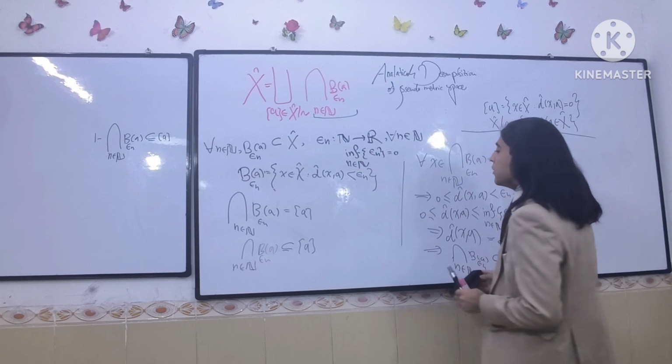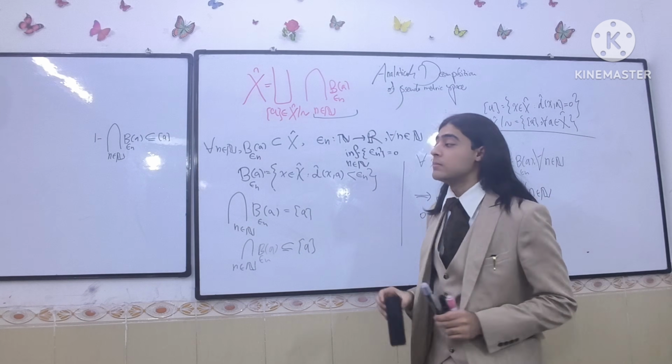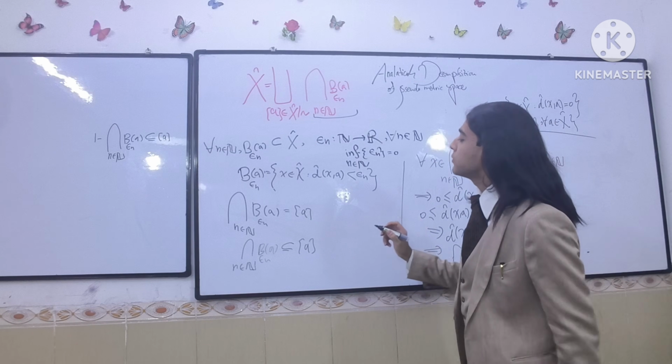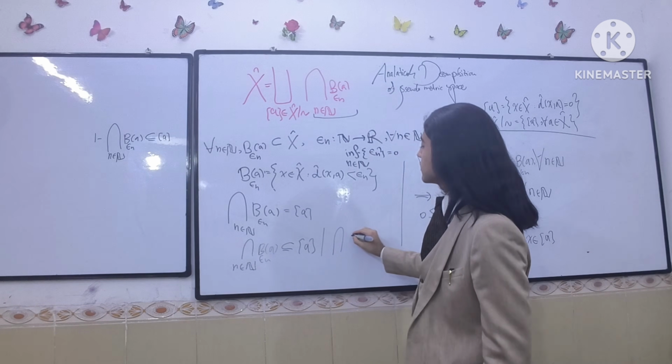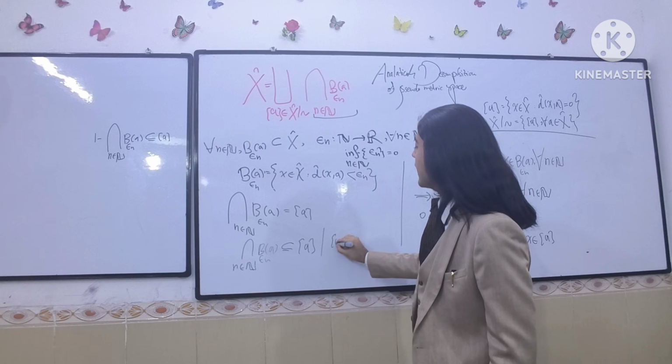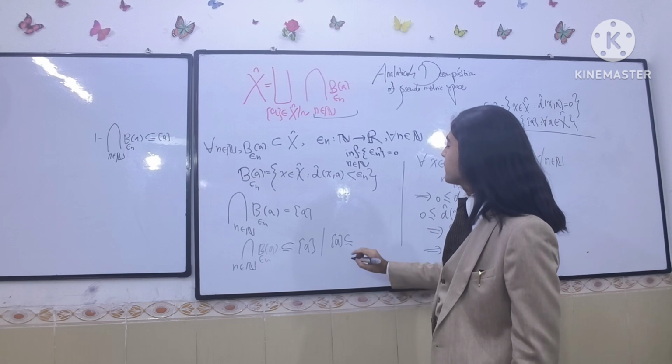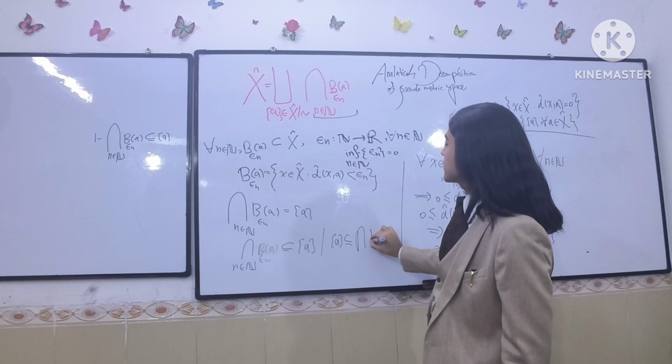Now, the inverse direction. I'll prove that the equivalence class of a is a subset of the intersection.